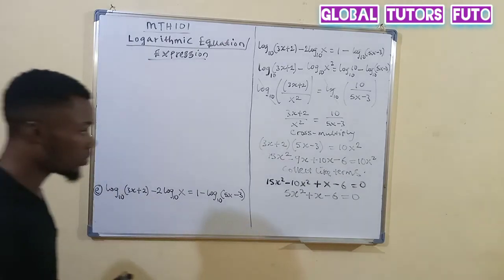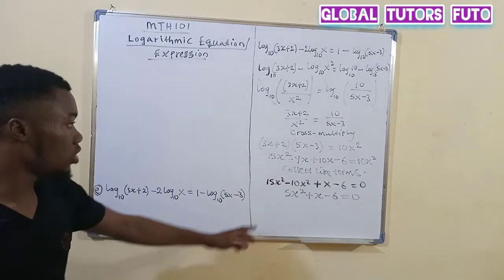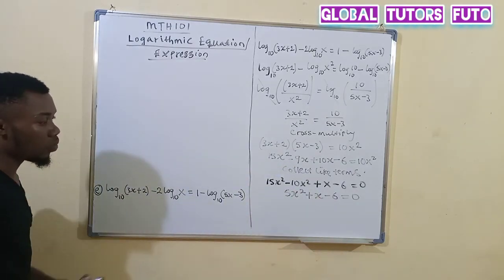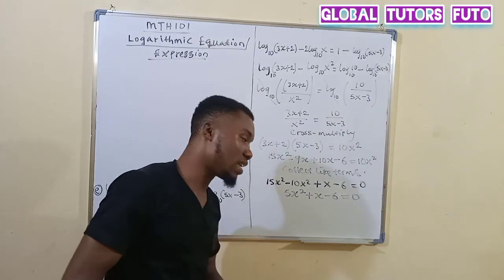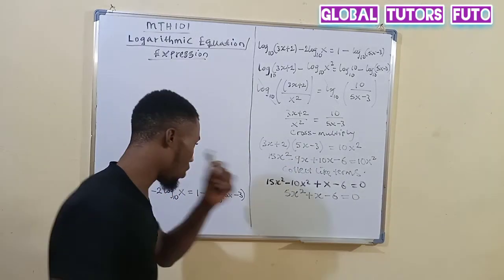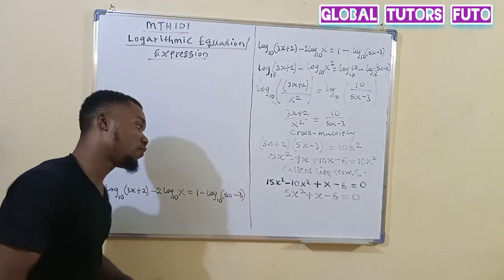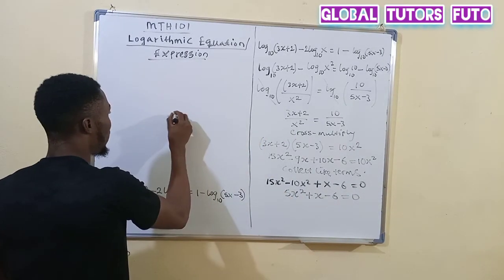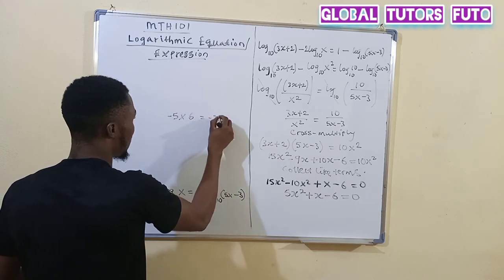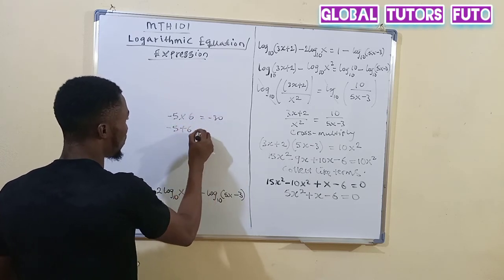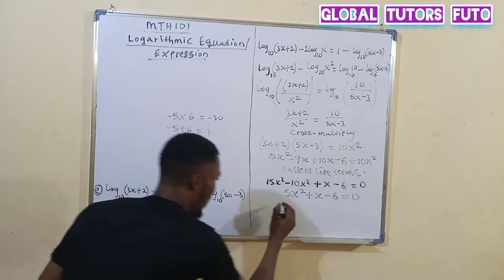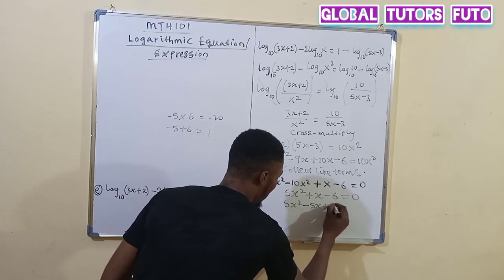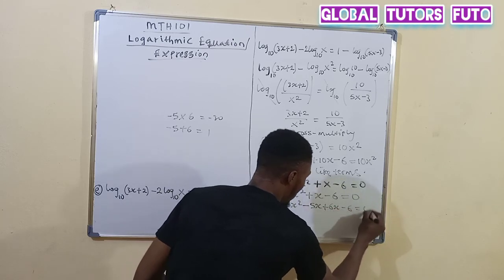So we are going to factorize. So we're going to look at this. 5 times minus 6 will give us minus 30. What can we multiply together and get minus 30, and when we add them together, we get 1? So minus 5 times 6 will give us minus 30. Minus 5 plus 6 will give us 1, which is this. So here we have 5x squared minus 5x plus 6x minus 6 equal to 0.